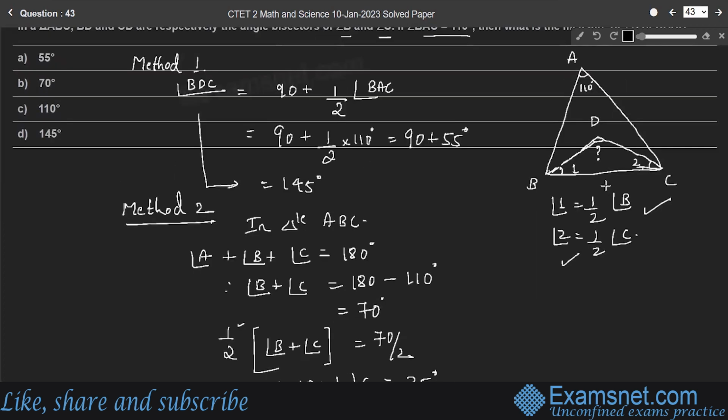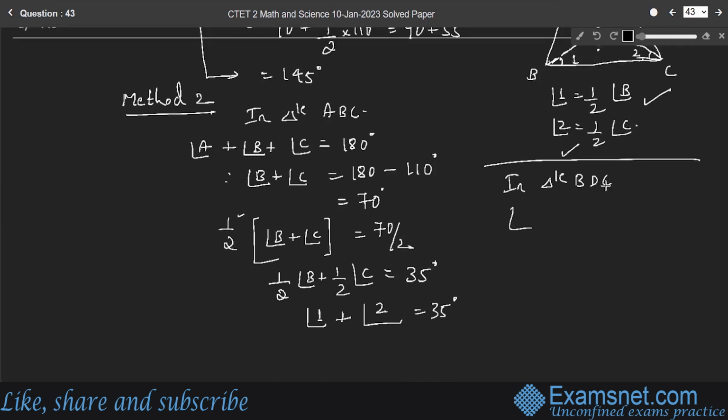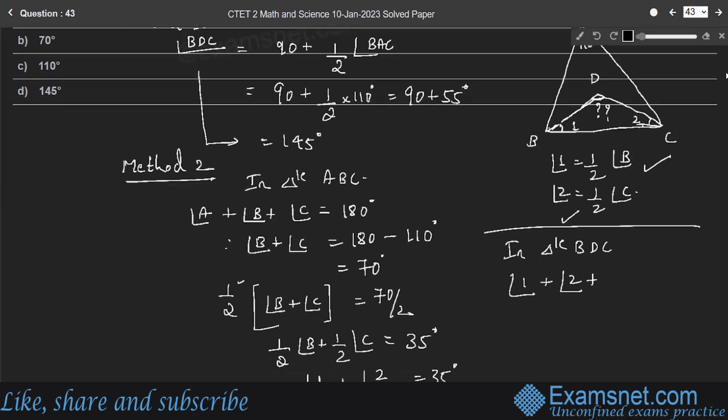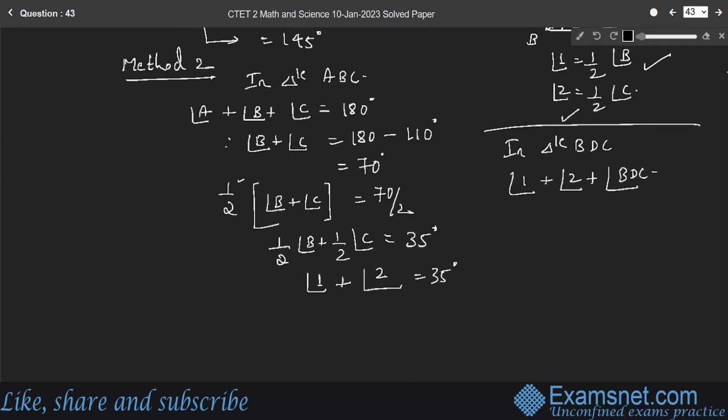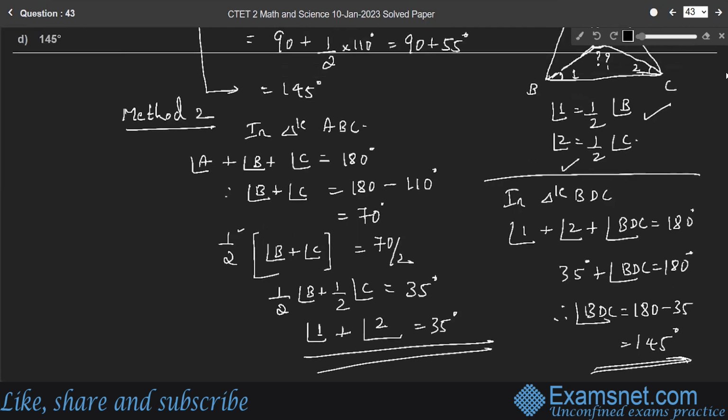Now consider triangle BDC. In triangle BDC, angle 1 plus angle 2 plus the third angle, the whole angle BDC, is equal to 180 degrees. Here angle 1 plus 2 is 35 degrees. So 35 degrees plus angle BDC is 180 degrees. Therefore, angle BDC is equal to 180 minus 35 degrees, which is 145 degrees. So both ways you can find the value of BDC.